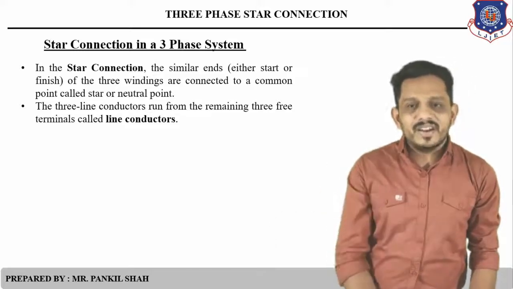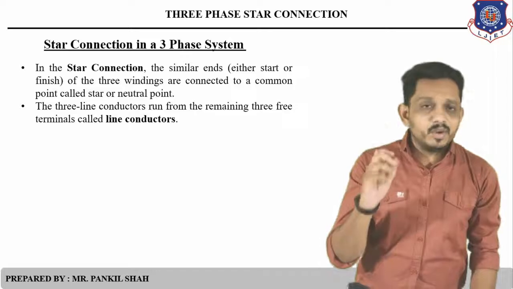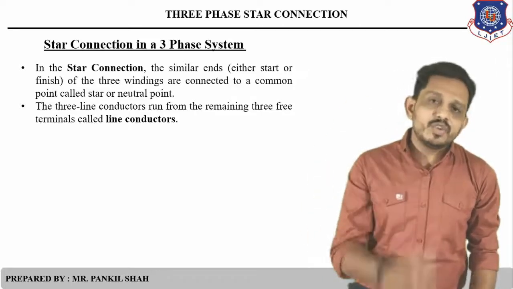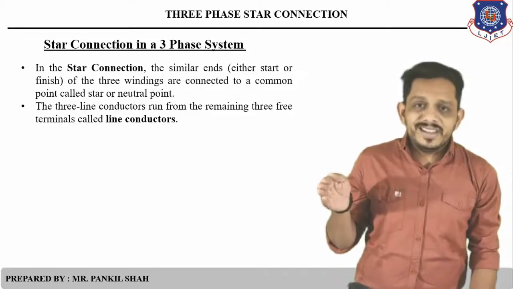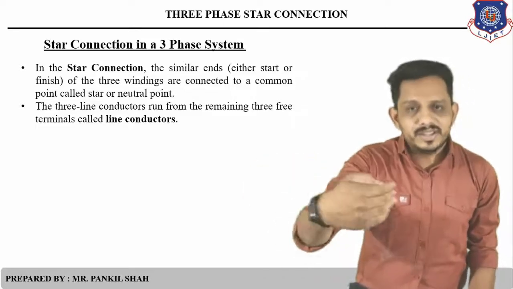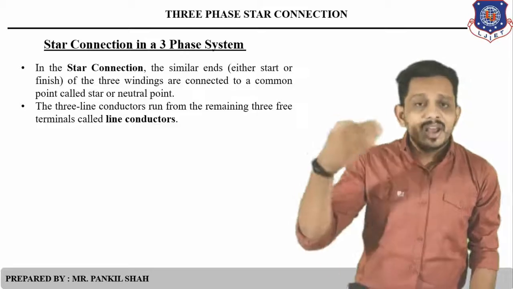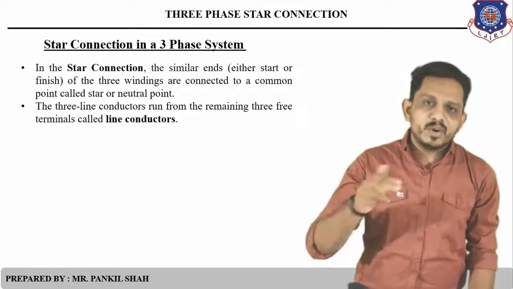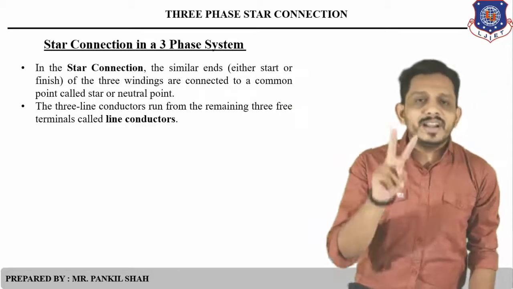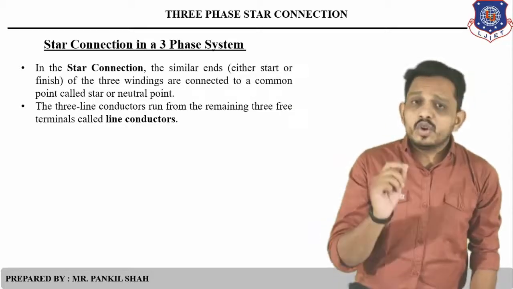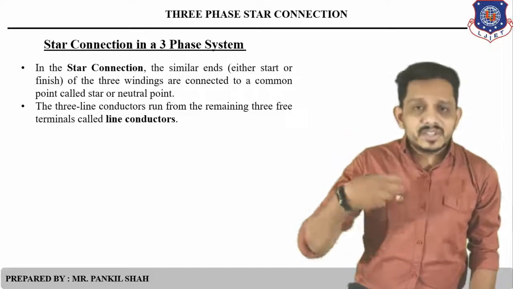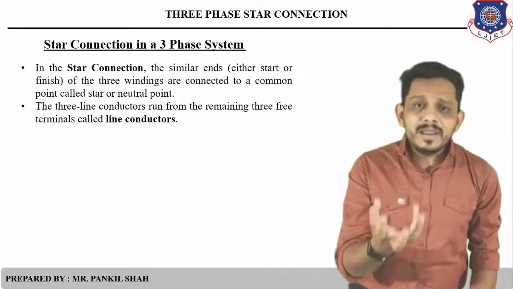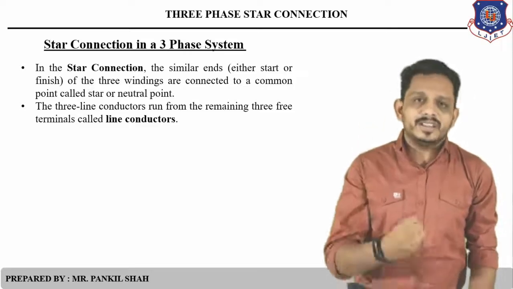In the star connection, we have 3 coils and each coil has 2 terminals. As I have told you, one is the live terminal and the other is the neutral, or you can say the return terminal. So there are 2 terminals, positive and negative, for each of the three coils. To make these 3 coils into a star connection, we have to connect the similar terminals of each coil together.